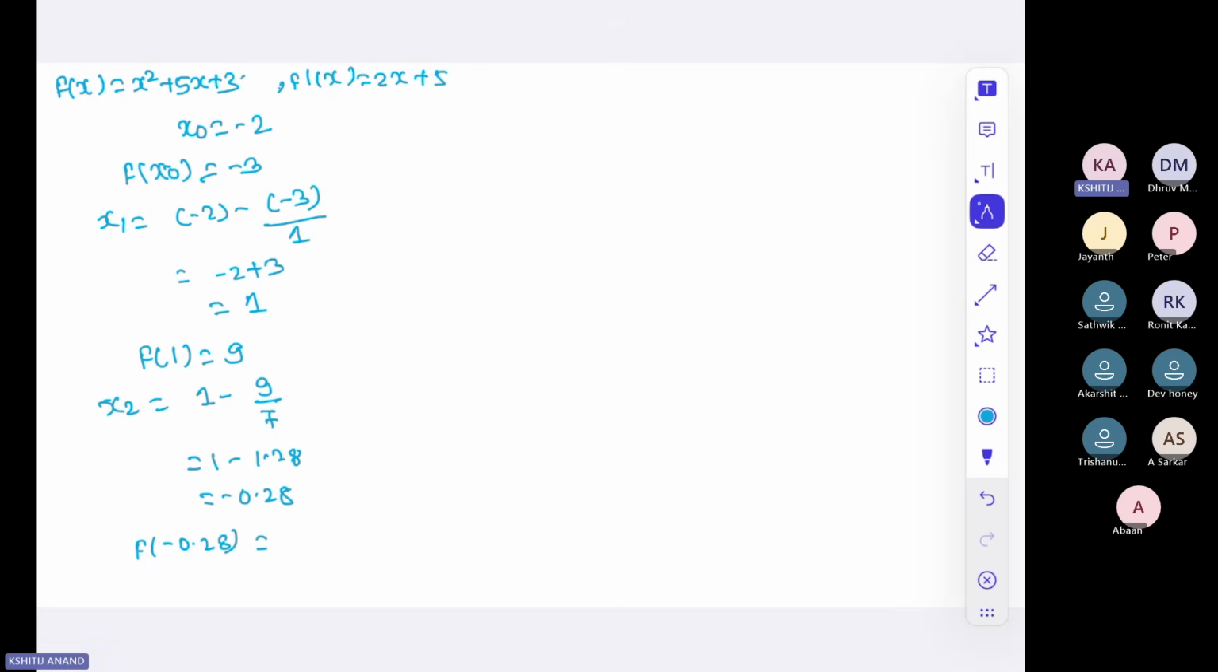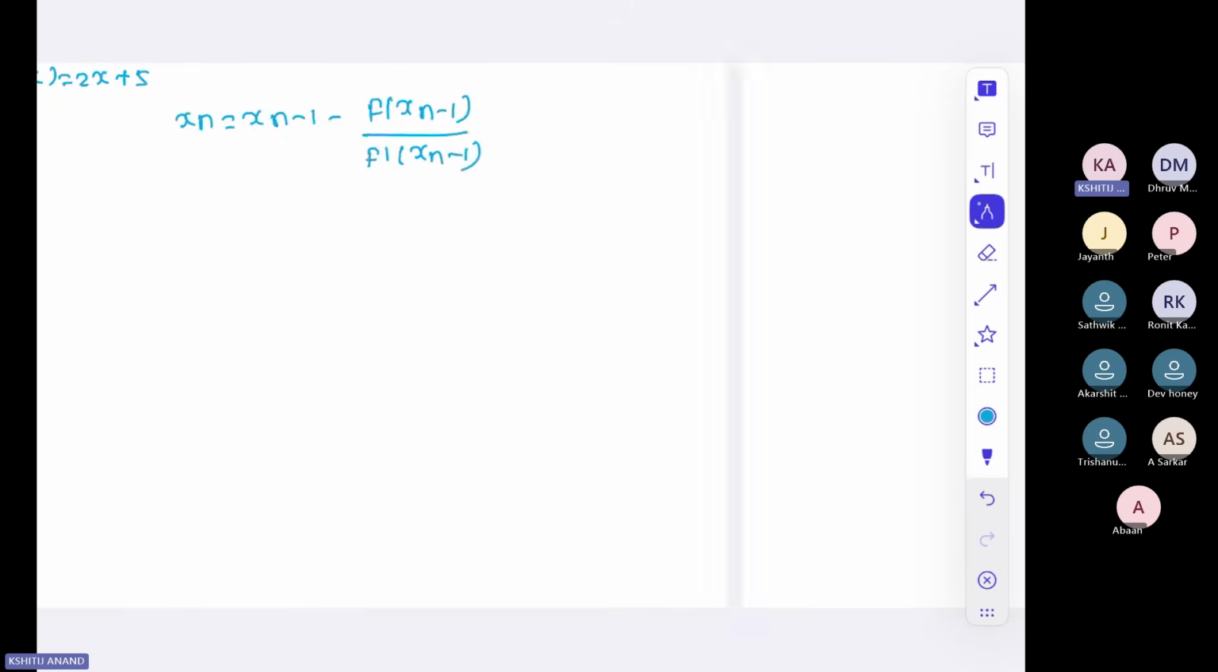Anyone who does not understand this or who has any doubt in this? So the rule of updating is x of n is x of n minus 1, minus f of x of n minus 1, divided by f dash of x of n minus 1. Got it? Yes, yes. Right. Okay.